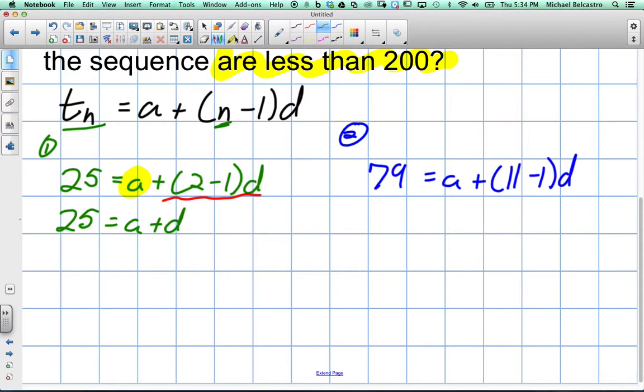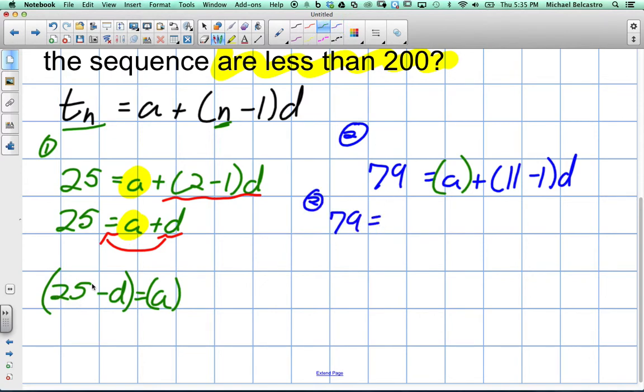To isolate for A, like we said we're going to do, I'm going to move D to the other side. And when it goes over there, it becomes negative. So I get 25 minus D equals A, which is really important for us, because now that I know what A is equal to, I can substitute in for this A value. I'm going to plug this 25 minus D in for the A over here. So this is our equation 2 also. 79 is equal to, I'm going to replace A with 25 minus D, plus, I can simplify this. What is 11 minus 1? 10, so we get 10D.